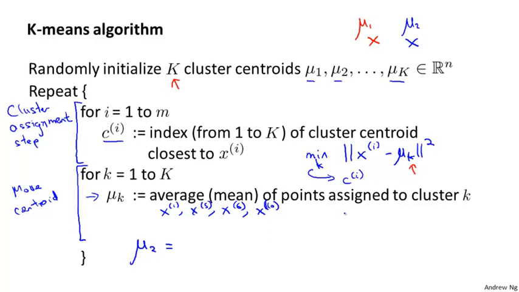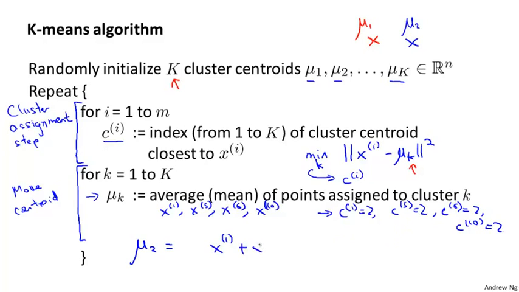What this means is that c1 equals 2, c5 equals 2, c6 equals 2, and similarly c10 equals 2. If we got that from the cluster assignment step, then that means that examples 1, 5, 6, and 10 were assigned to cluster centroid 2. Then in this move centroid step, what I'm going to do is just compute the average of these four things.